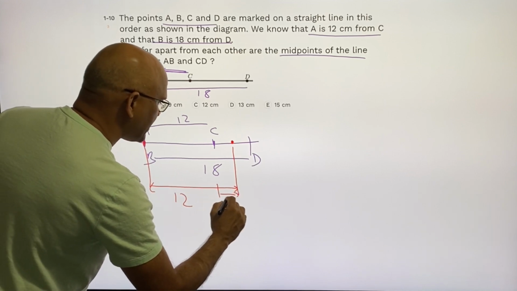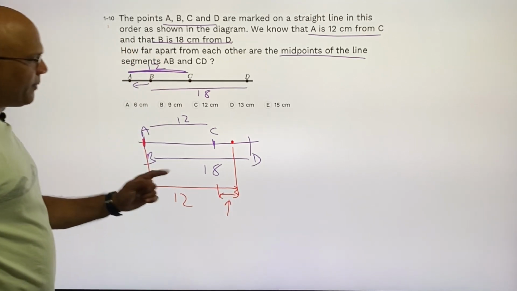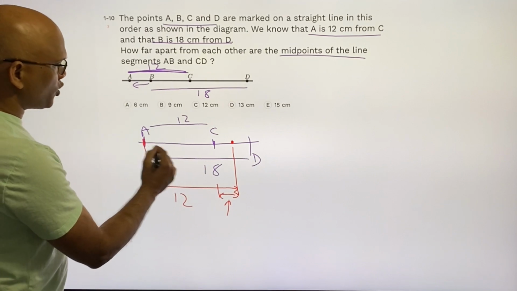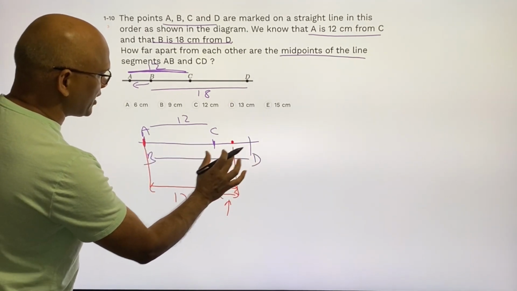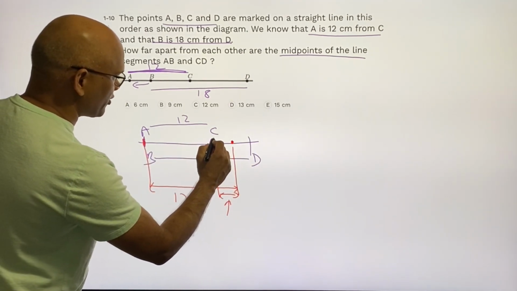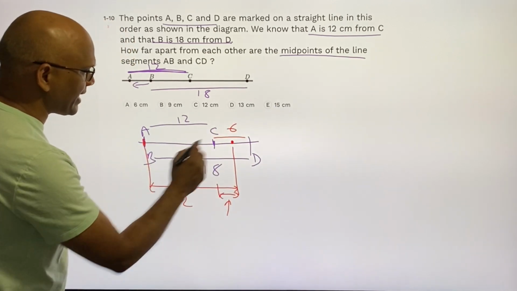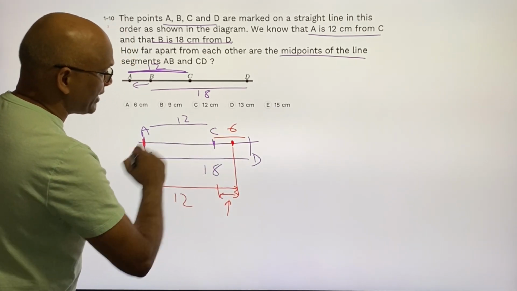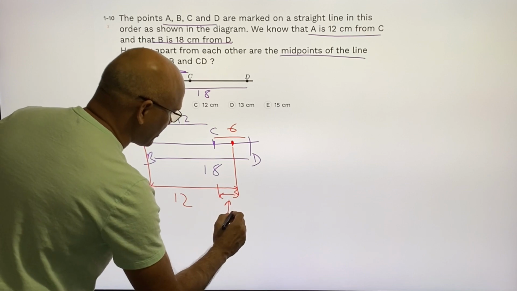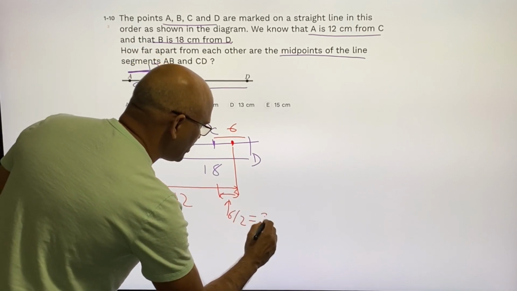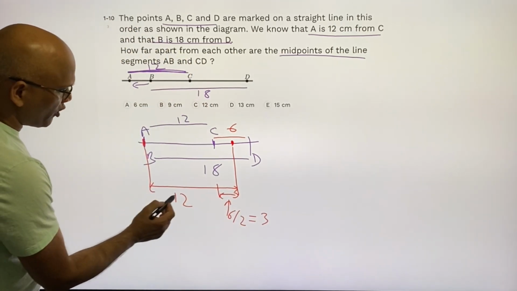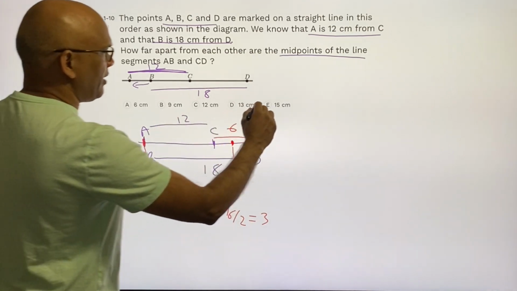Now how much is this distance? This is 12, this is 18, so this is going to be 6. This is going to be 6, and this is the midpoint. So 6 divided by 2 is going to be 3. So this is going to be 12 plus 3, which is 15. We get the same answer.